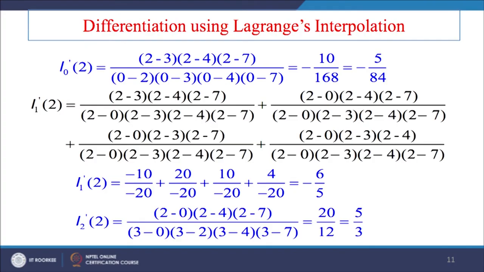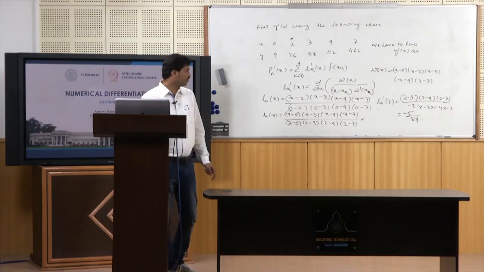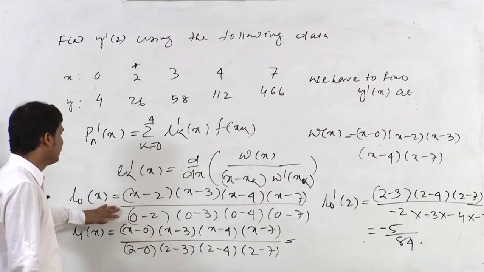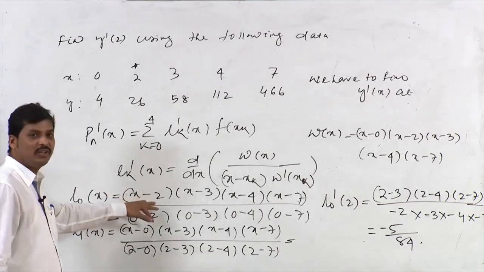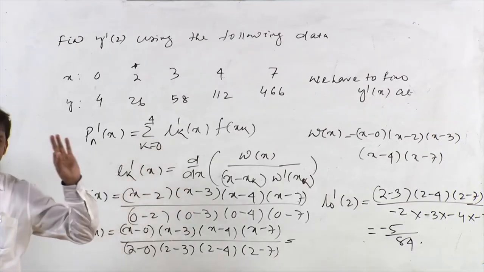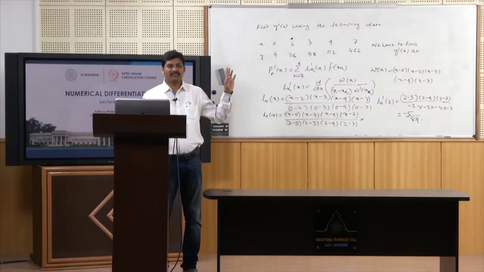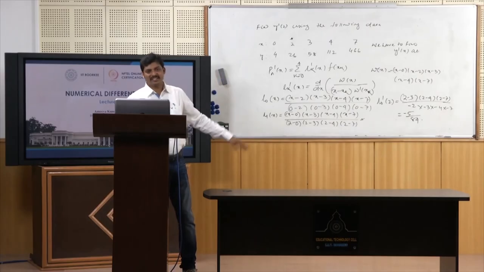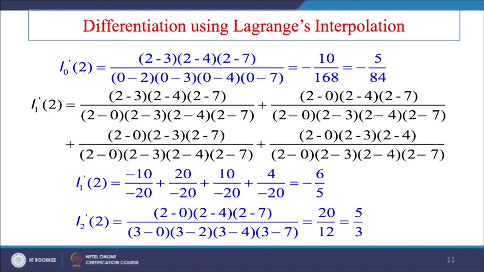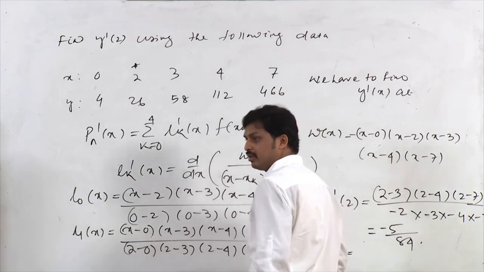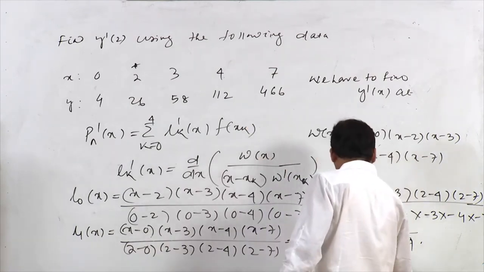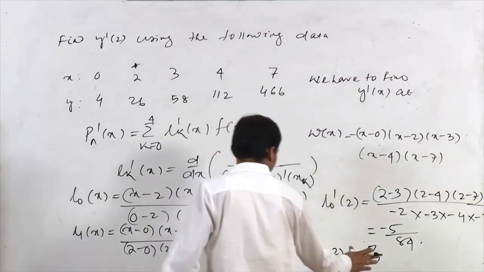Then we will go for L2 dash of 2. Again the same scenario can happen. If you calculate L2 of x, again the x minus 2 term will be there. So except one term, all other terms will vanish after the differentiation here. We can write this differentiation as L2 dash of 2, which can be written as 20 by 12 here. So the value of L2 dash of 2 is 5 by 3 only.